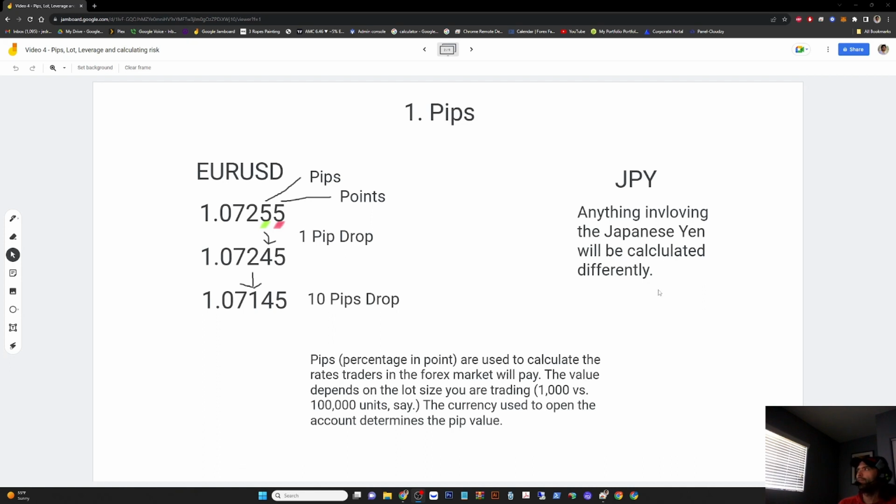Note that any pair involving the Japan's yen will be calculated differently, and there's more than one way to calculate, so I'm not going to delve into it to avoid more confusion and overwhelming you. I just want you to basically understand when a pip is mentioned, it's a refined unit of measurement for the amount of the currency you're trading in Forex.